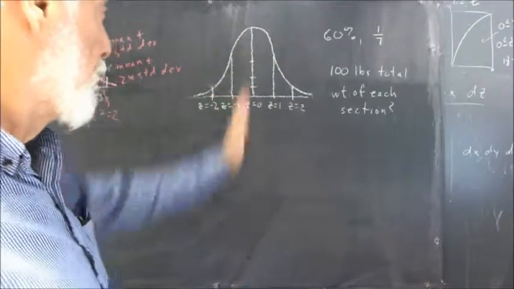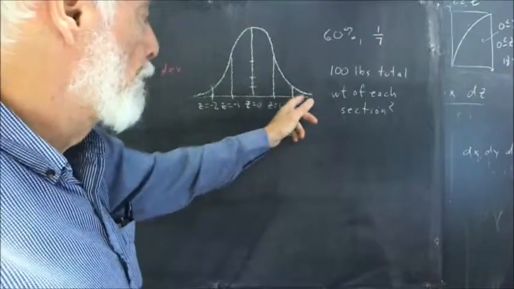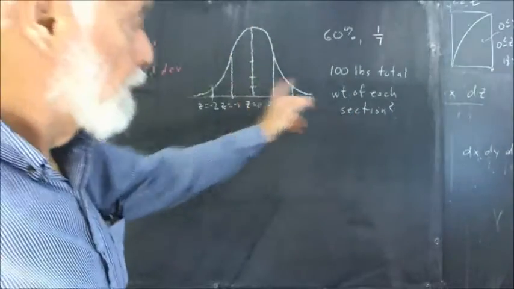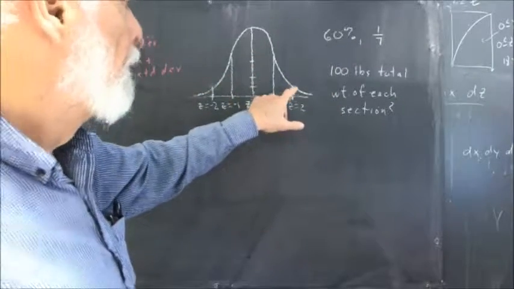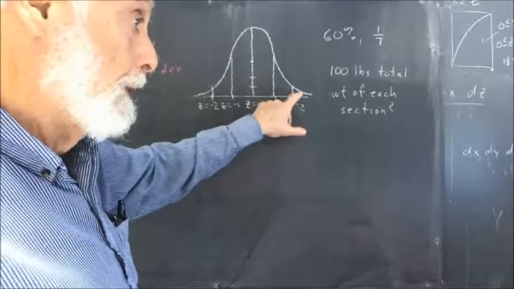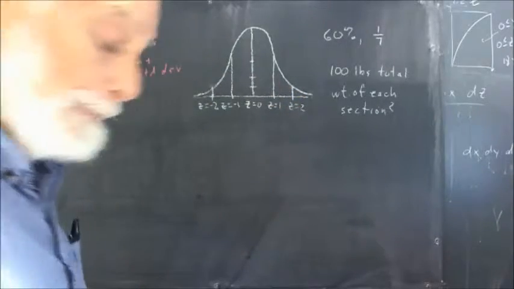Now, I would recommend that you just think in terms of, well, let's take this half. We've got 1, 2, 3 pieces here. That's going to total 50 pounds. Clearly, there's more weight here than there is here, and more weight here than there is here. How much weight do you think is in each of these sections?